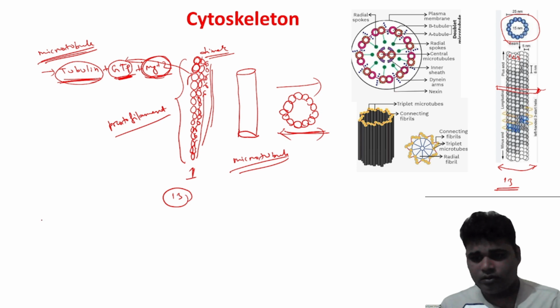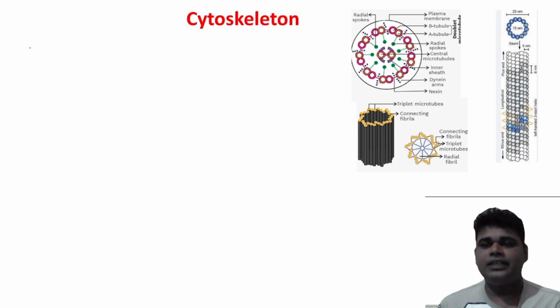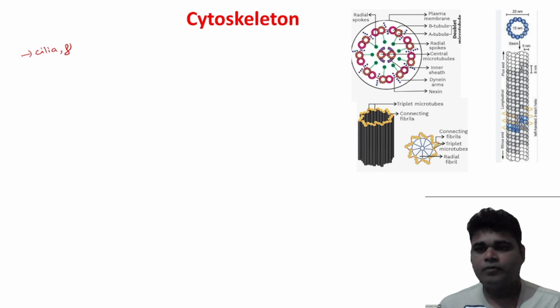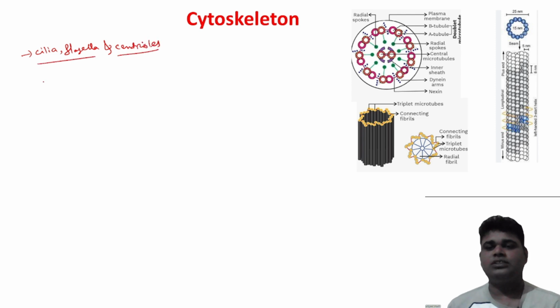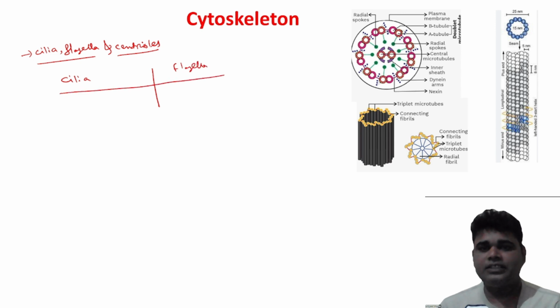Now come to where the microtubules are found. The microtubules are found in the cilia, flagella, as well as in the centrioles. So first come to the cilia and the flagella. Cilia, and the other is the flagella. So what is the cilia and what is the flagella?